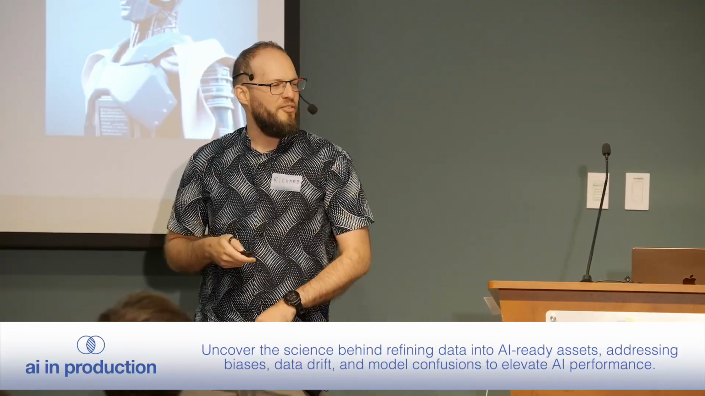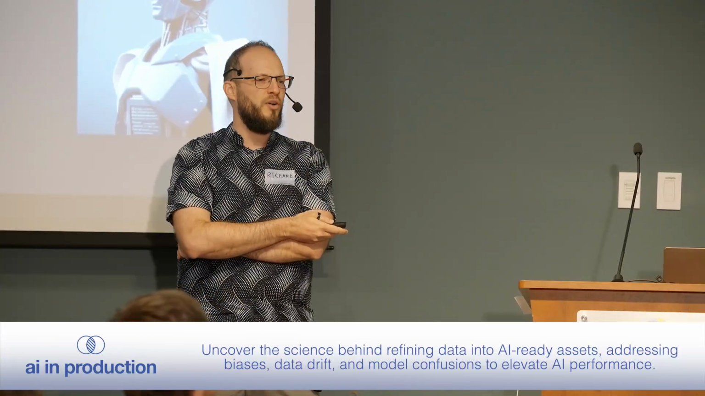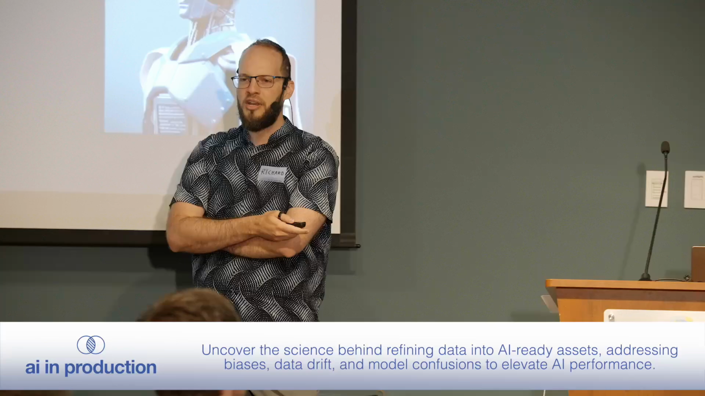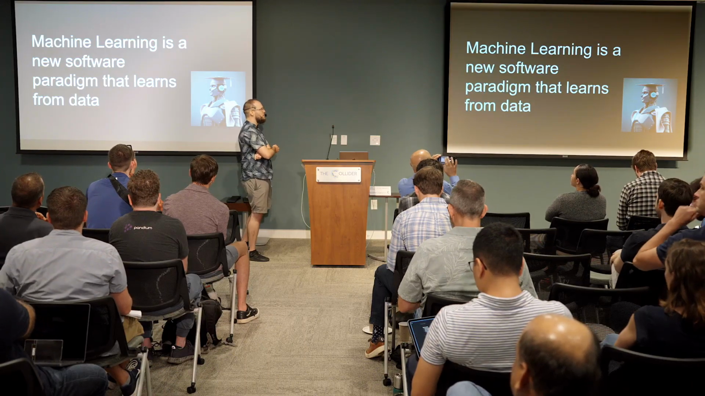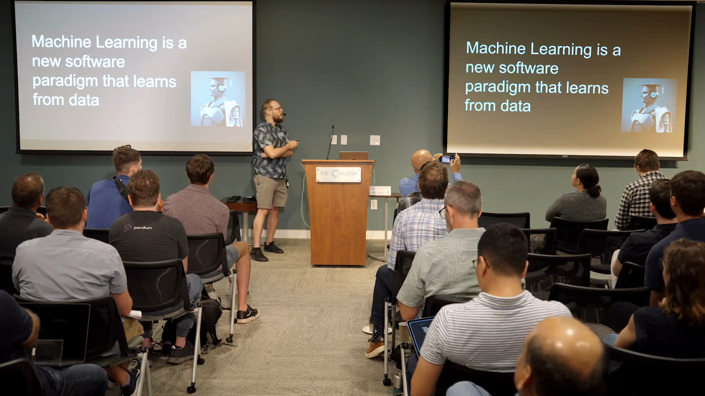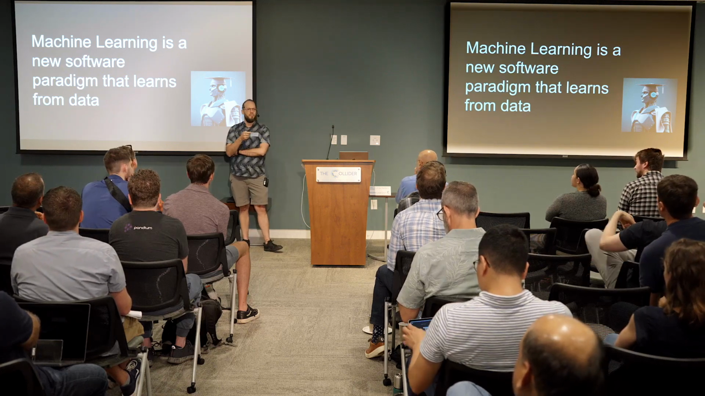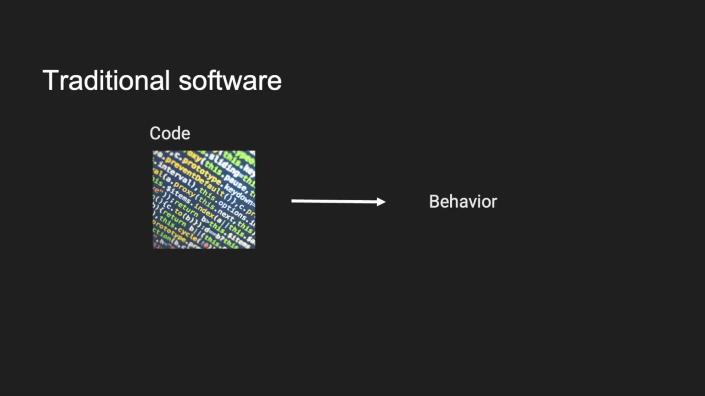So for the benefit of people that are more of a software engineering background or product background, I thought I would contextualize my talk a bit by talking about how ML is a little bit different from typical software. In typical software, you have some code, that code has some behavior, and if that behavior doesn't match some specification, you go back to your code and you keep on rewriting it until you have desired behavior.